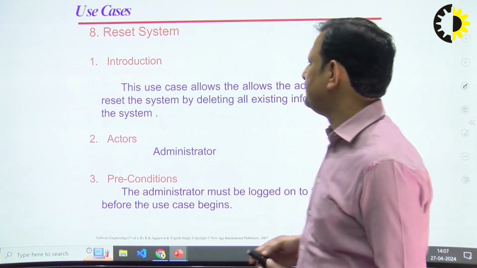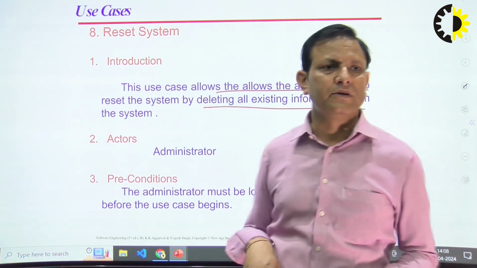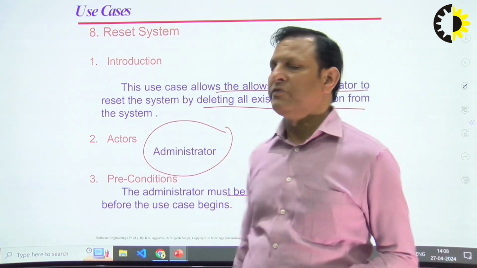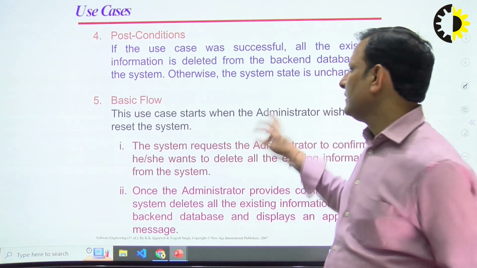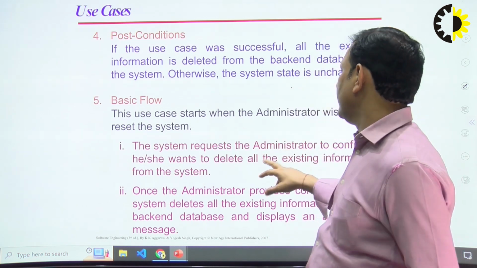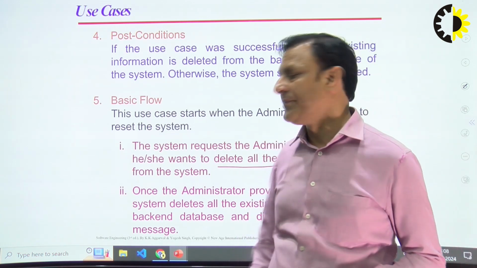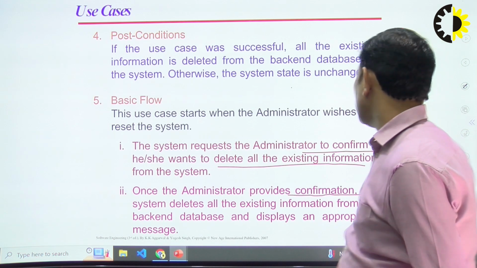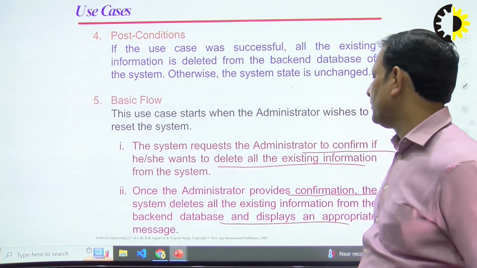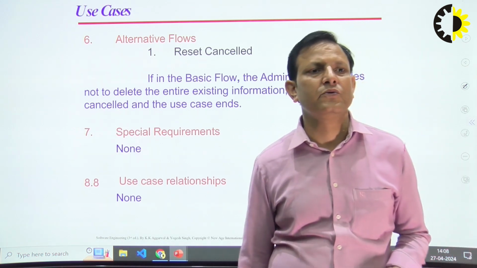We can reset the system. This use case allows the administrator to reset the system by deleting all existing information from the system. Who can do this? Only the administrator, who must be logged onto the system before the use case begins. Some basic information postconditions are there. What is the basic flow? The system requires the administrator to confirm if he or she wants to delete all the existing information from the system. Once the administrator provides the confirmation, the system deletes all the existing information from the backend database and displays an appropriate message. Alternative flows: reset cancelled. Special requirements and use case relationship is none.